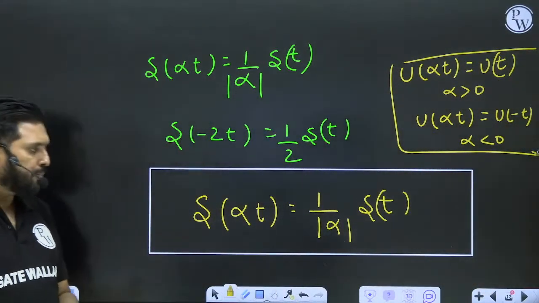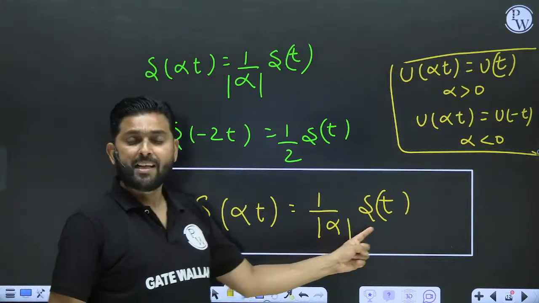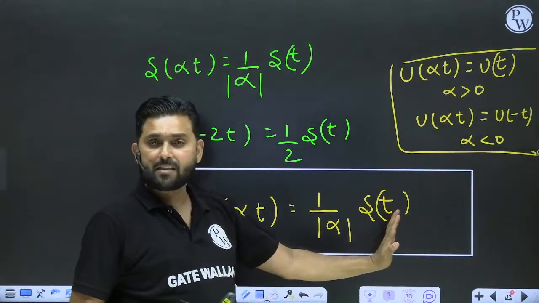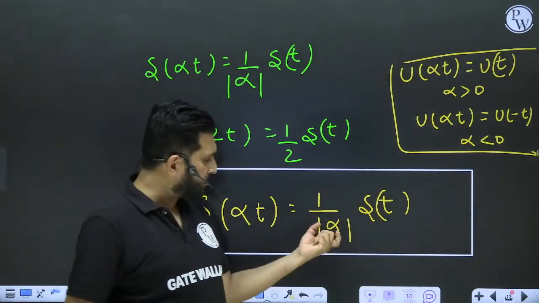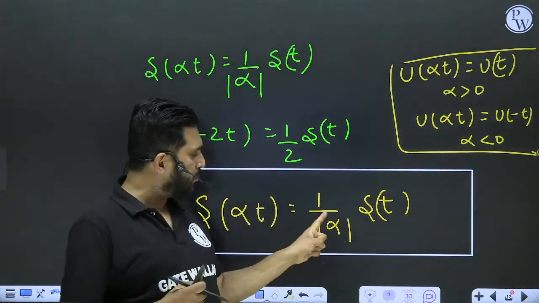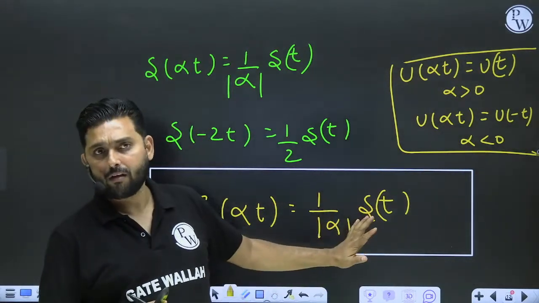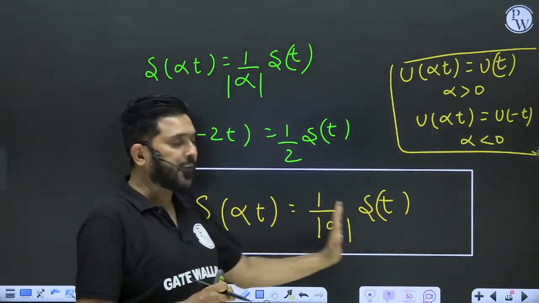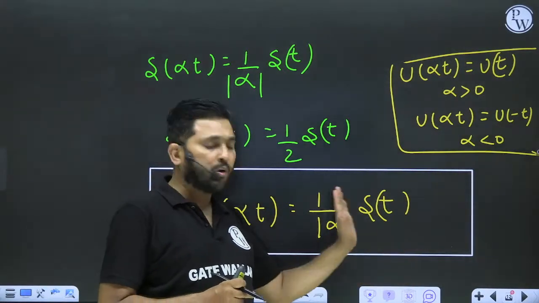But scaling on impulse, we will come on to this. Mind it, what is the change now? If you take the area under the curve, then this 1 by mod alpha will come outside. This means that the area is now multiplied by the factor 1 by mod alpha. That's the meaning of this complete expression. So the area is not 1 now.